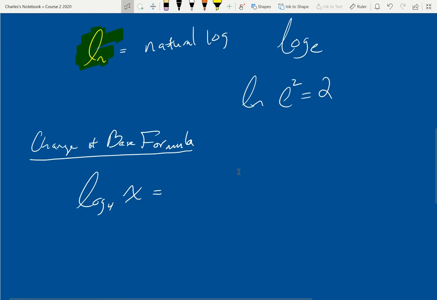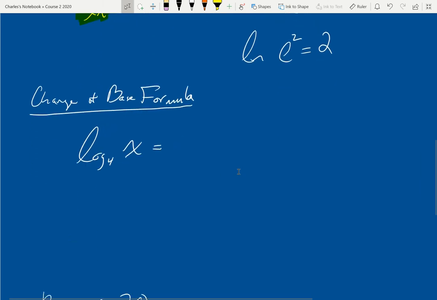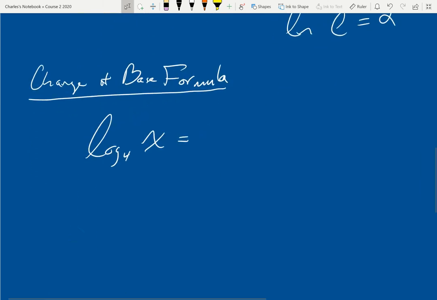So there's a couple log properties that I'll go over in the next video that relate to the properties of exponents. But there's one that I'm going to go over now, which is called the change of base formula, that you should know, because in your calculator, it's hard to find the place where you can put log base 4, but you can always change a log this kind of way.